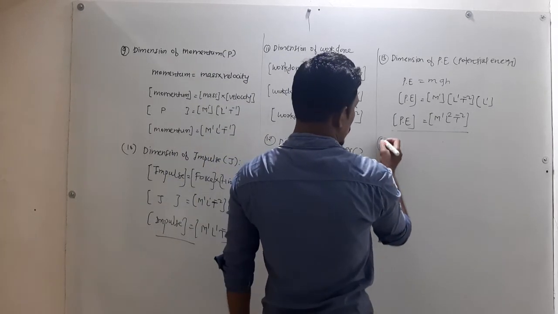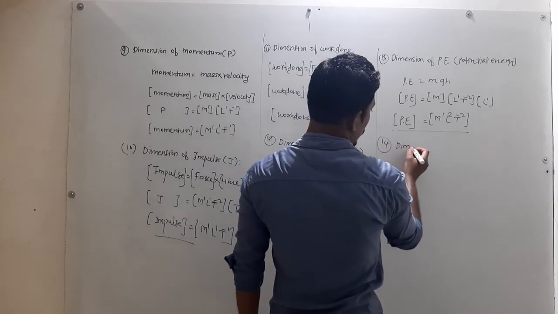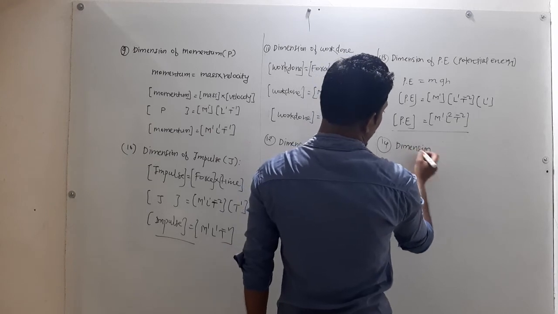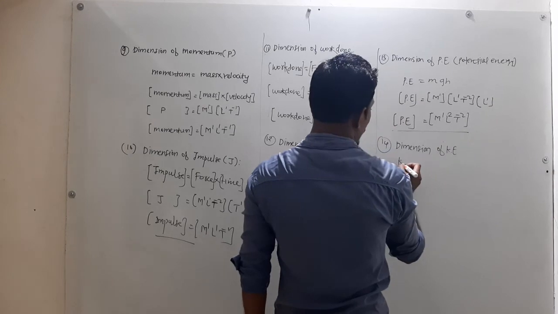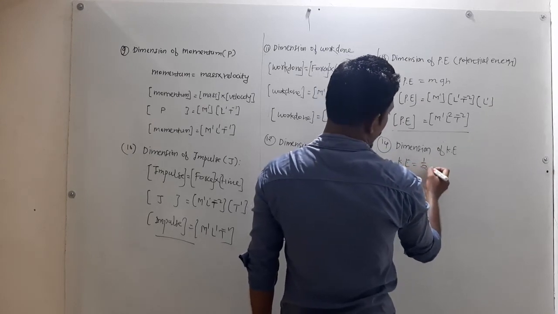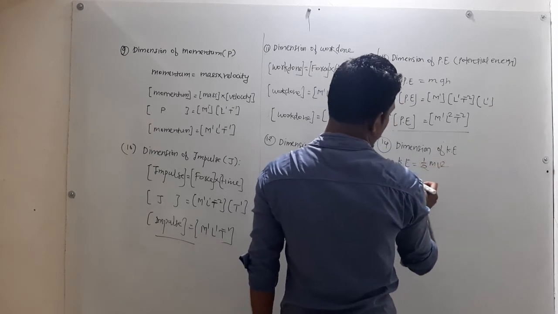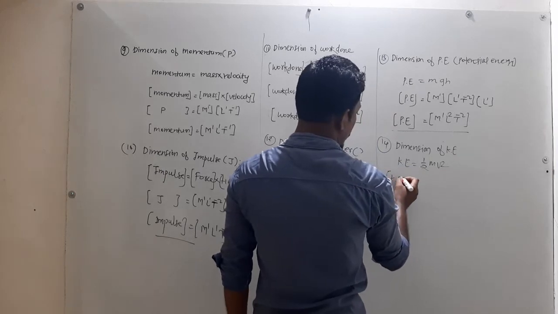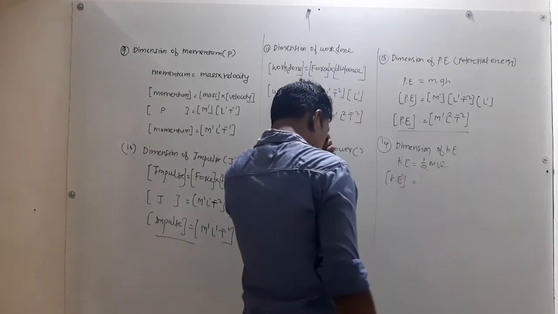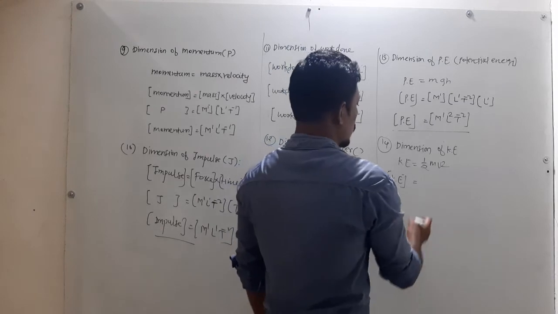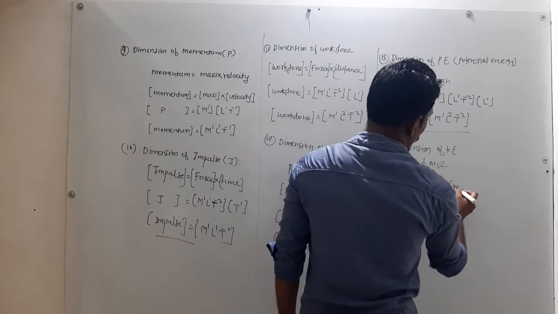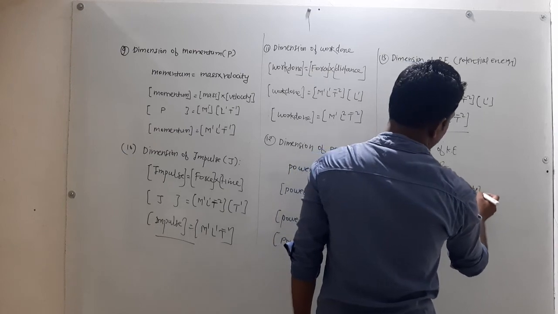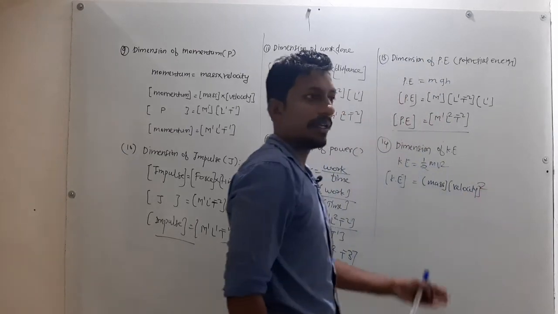Next, dimension of kinetic energy. What is the formula of kinetic energy? Half mv square, right? Then the dimension of kinetic energy is equal to half, there is a number, there is no dimension, into the dimension of mass into dimension of velocity bracket square.